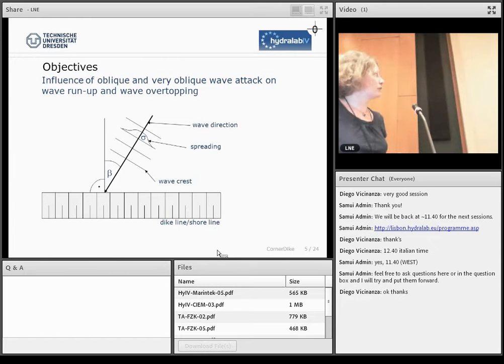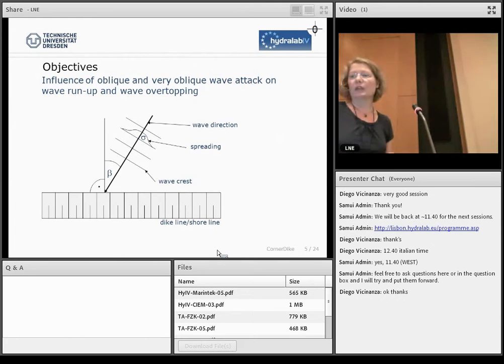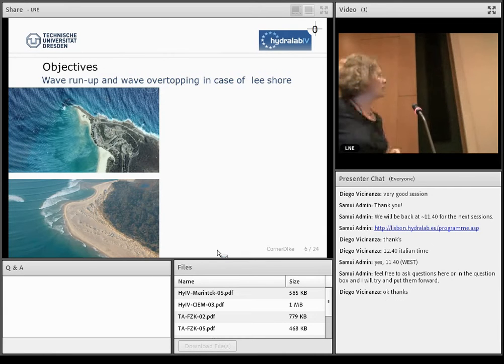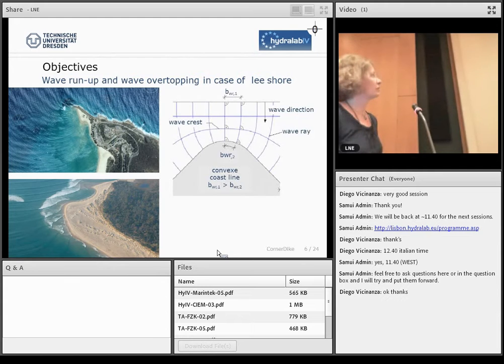And to investigate very oblique wave attack, we had to introduce a corner in our dike line or shoreline, and if you do so, you could expect, of course, some diffraction effects, and we have to be careful about that too. As you can see here in the lower picture, waves come around this corner and will run up here too, although the angle of wave attack is greater than 90 degrees. And if we introduce a corner, of course, we have to look at this energy concentration at the corner, and we would expect a higher run-up at the convex shaped coastline, of course.